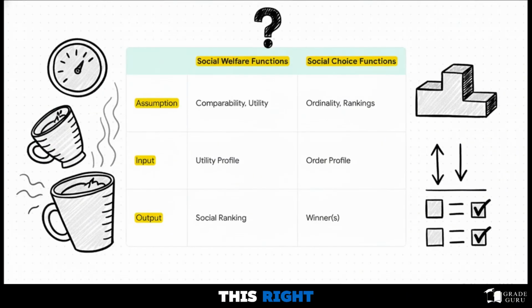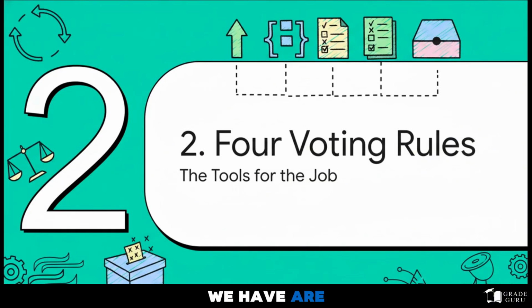Now, to get this right, you have to understand a crucial assumption. Other economic models might assume we can measure how much someone wants something. But in social choice theory, we can't. We only know people's rankings. What's their first choice, their second, their third. We don't know the intensity, and we can't compare my happiness to your happiness. So, if all we have are preference rankings, how do we actually make a decision?